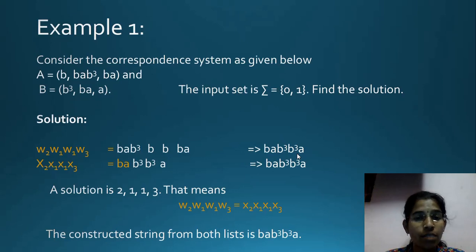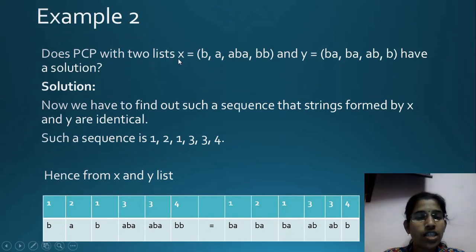The PCP is an undecidable problem, because no one knows which set of strings is equal and which is not equal. We can't find the substring sequence. Now see the second example. Consider a set of two lists named X and Y. X has the input B, A, AB, A, BB, and Y has the input BA, BA, AB, B. Again we want to check whether the two lists have a solution or not. Here I take the sequence 1, 2, 1, 3, 3, 4. So we follow the same subsequence for list X and list Y. So check this table.